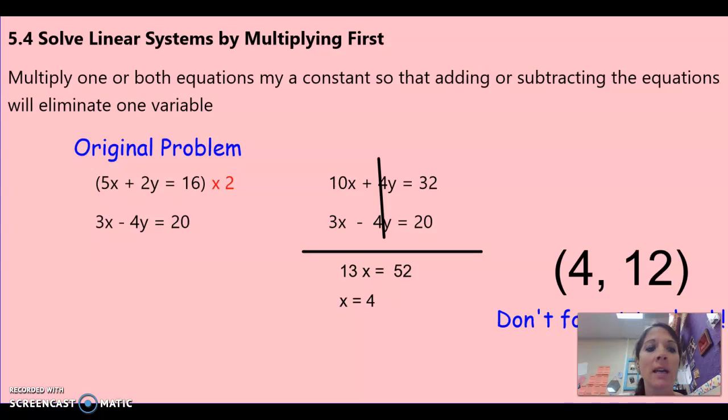So yesterday we talked about eliminating when you had two of the variables the same. For example, we've got 5x plus 2y equals 16 and 3x minus 4y equals 20. What we're seeing here is that nothing overlaps. However, if I take the top problem times 2, I'm going to end up with those 4s that I'm going to be able to cancel out, and I can plug it back in to check.